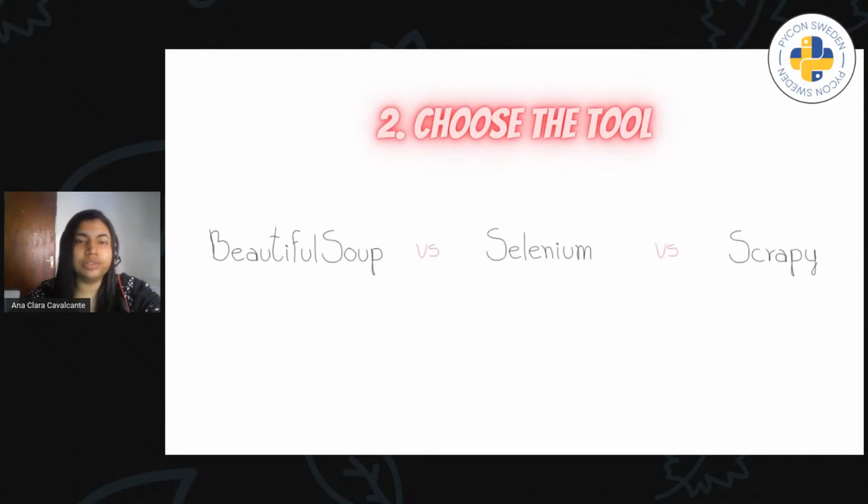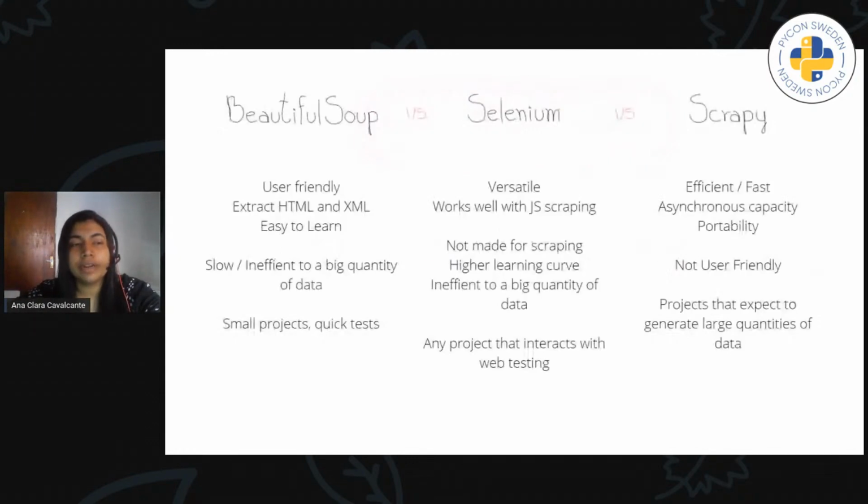The second step is to choose the tool. There are many tools to do scraping, and these three are the main ones: Beautiful Soup, Selenium, and Scrapy. They have some differences, and some things make us choose one instead of the other depending on the situation. That's what I'm going to talk about right now.